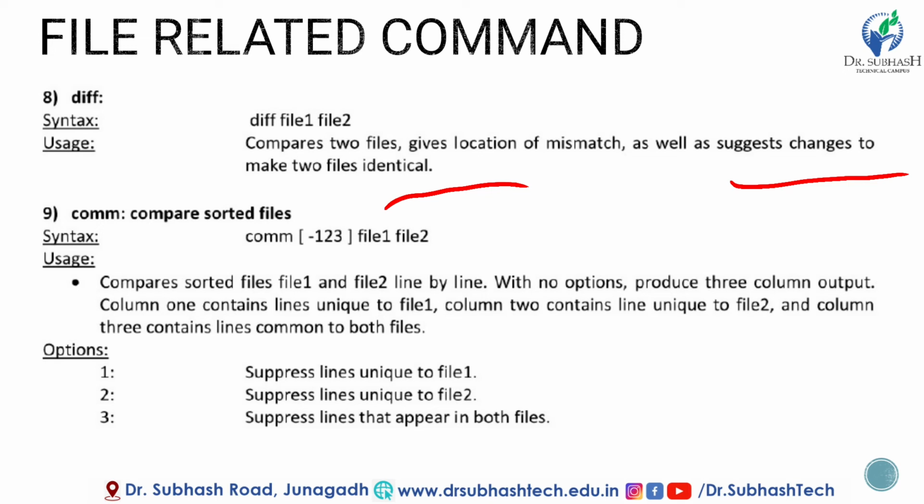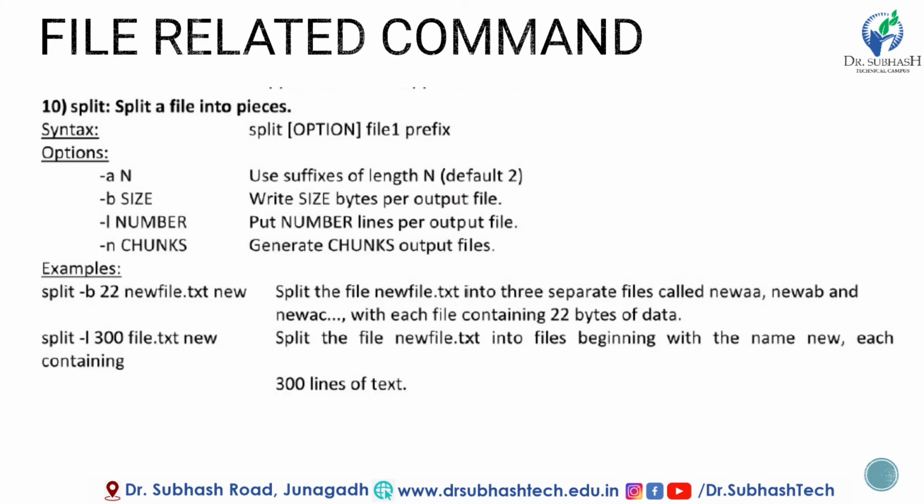So options 1, 2, 3. So -1 is to suppress lines unique to file1, -2 is to suppress lines unique to file2, and the third one is to suppress lines that appear in both files. So these three columns are available for the output. Okay, so the ninth one is comm, a compare related command. The tenth one is split.